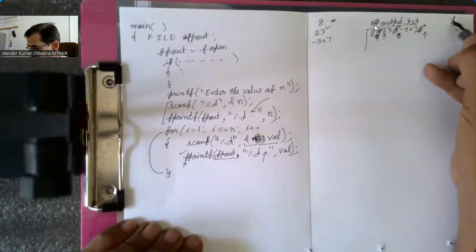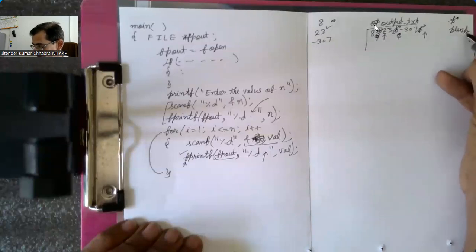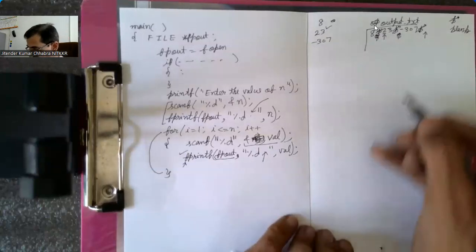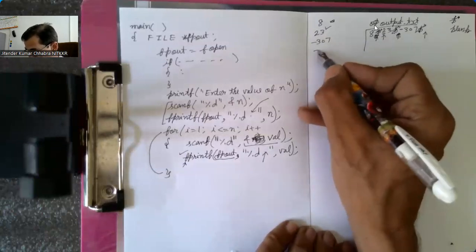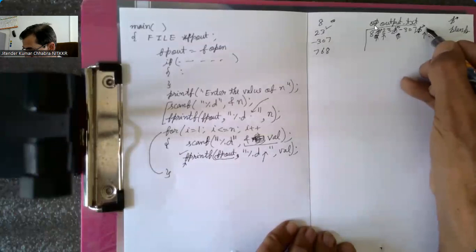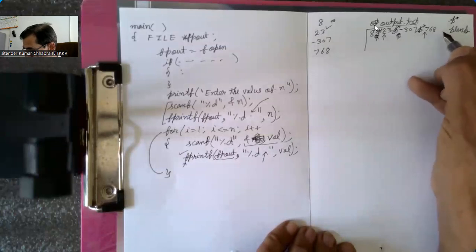So this is a symbol to show blank. In the books or somewhere you can use this symbol to remember this. So that is being written, 307 written. After that, let's say you type 768. So you will get 768 and then a blank and next character and so on.